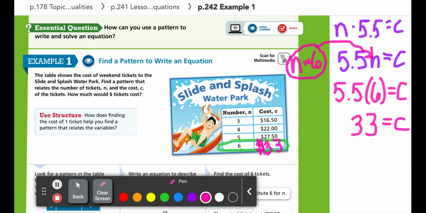for one ticket, and we would get the total cost. And if you look at this little hint over here, it says, how does finding the cost of one ticket help you find the pattern that relates to the variables? Well, if we found the price of one ticket, we could then find the price of 3 tickets or 4 tickets or 5 tickets or 6 tickets like we needed, 100 tickets. Once you find the price of one ticket, you just multiply it by however many tickets you're buying.